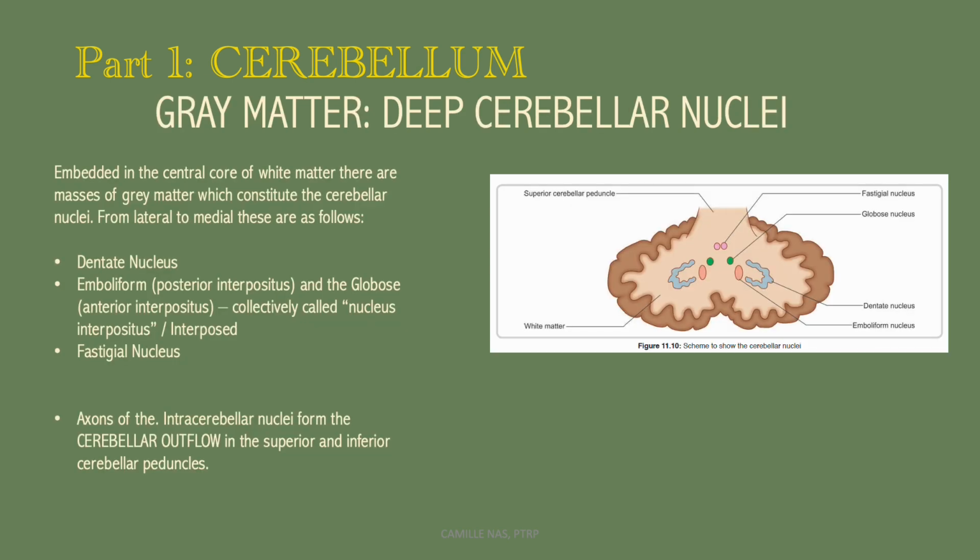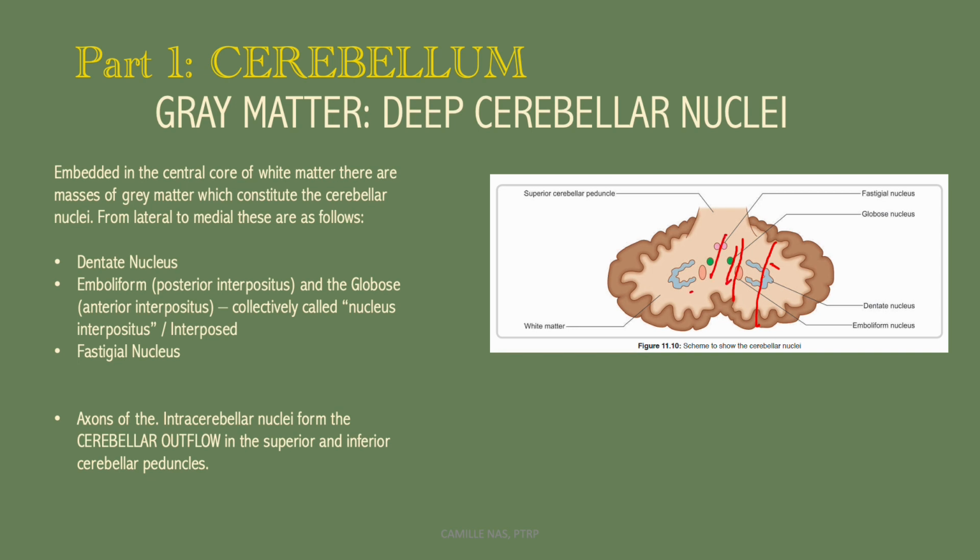Now let's go to the deep cerebellar nuclei. So this is still part of your gray matter. Although it is situated inside the white matter, it's still a part of your gray matter. So they are embedded in the central core of white matter. Masses sila of gray matter, which constitute your cerebellar nuclei. So from lateral to medial, they are your dentate nucleus, your emboliform nucleus, your globose nucleus, and your fastigial nucleus.